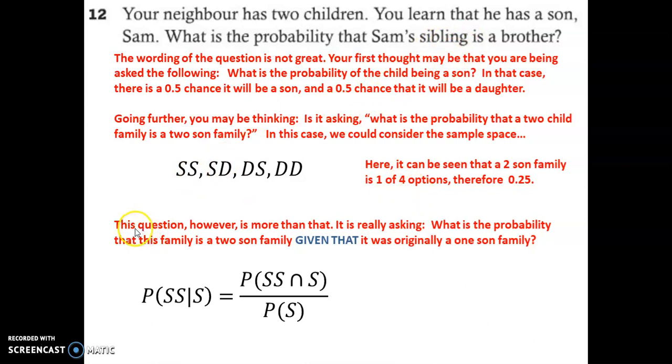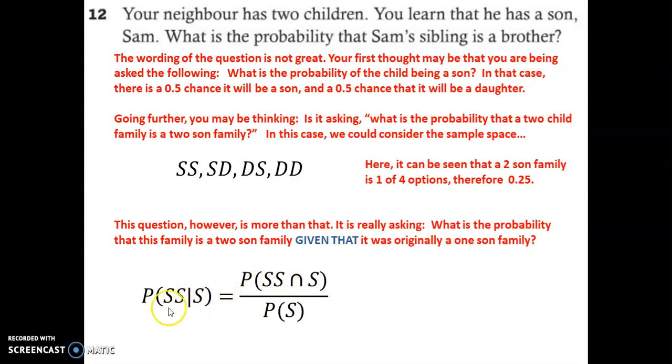So let's look a little bit further. This question is more than that. It is really asking, what is the probability that this family is a 2-son family? Because that's what it's saying: he has a son, Sam, and then there's another, what's the chance that he has a brother? So what is the probability this family is a 2-son family, given that it was originally a 1-son family? The wording could have been better, but that's kind of what it's asking. So again, what's the chance it's a 2-son family, given that it was originally a 1-son family? So the probability it is a son-son family, given that originally there was 1 son.